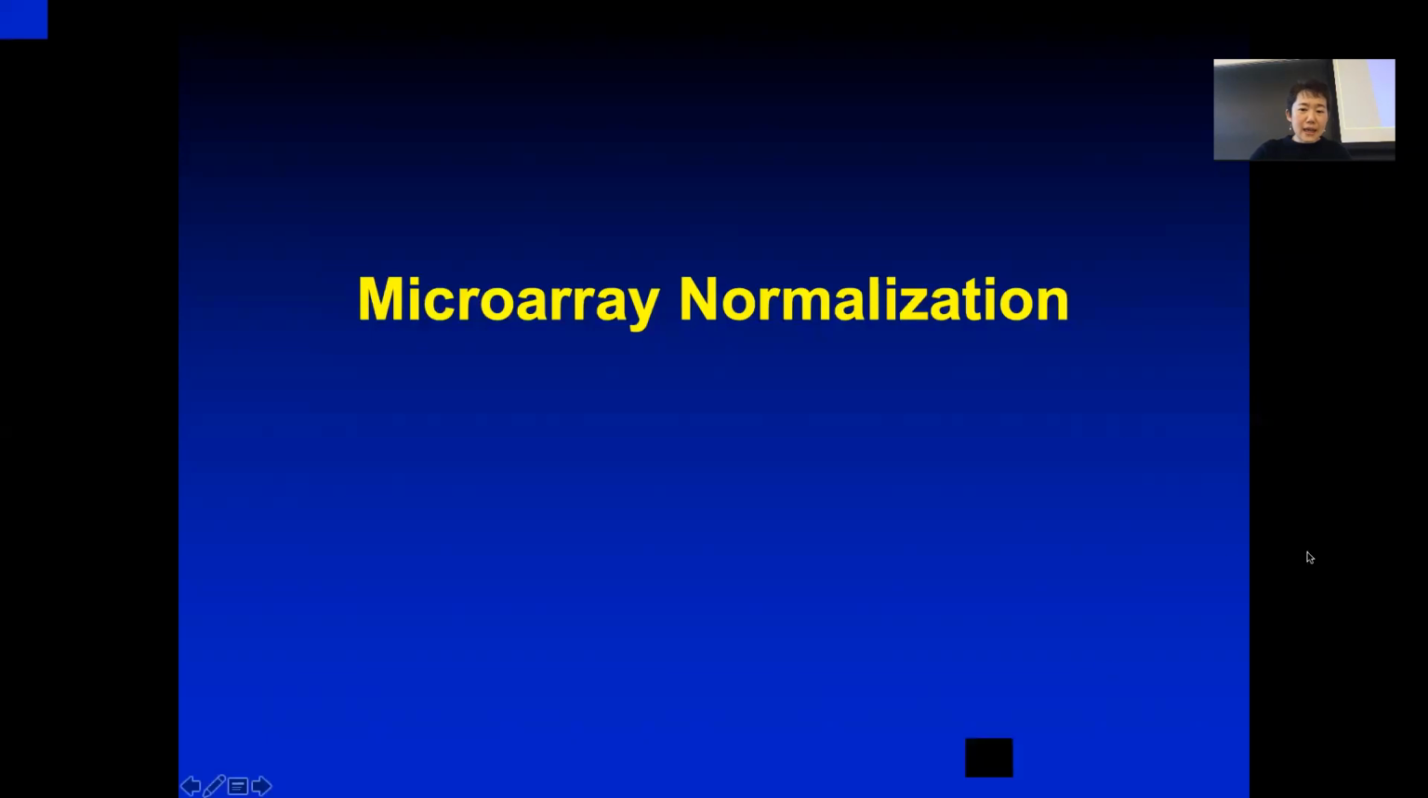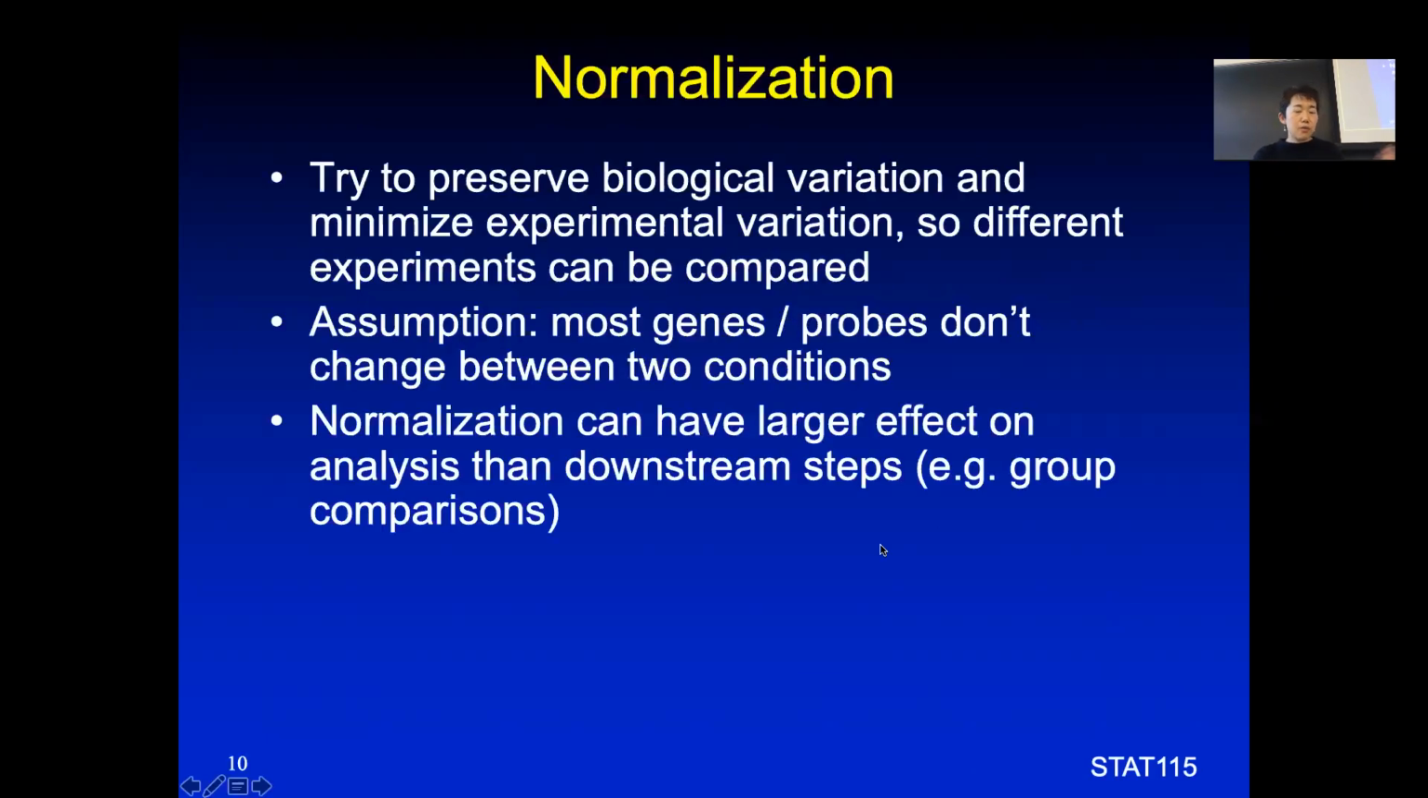For normalization, we try to preserve the biological variation in the actual expression of different genes, but try to minimize any technical or experimental variation, so the different experiments can be compared.